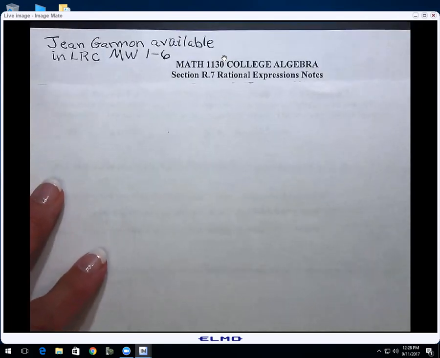Section R.7 is rational expressions. What does that word rational mean in math as opposed to what it means in psychology? Like a rational number, what does that mean? Exactly. You said the textbook definition. That's perfect. A rational number is a number that can be written as fractions.